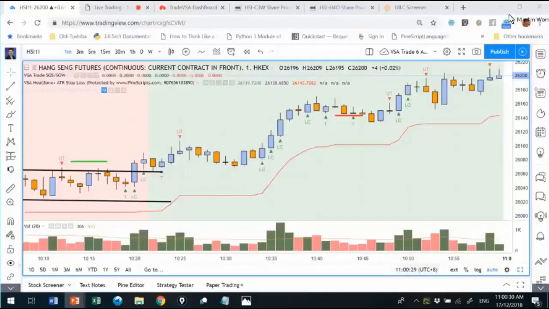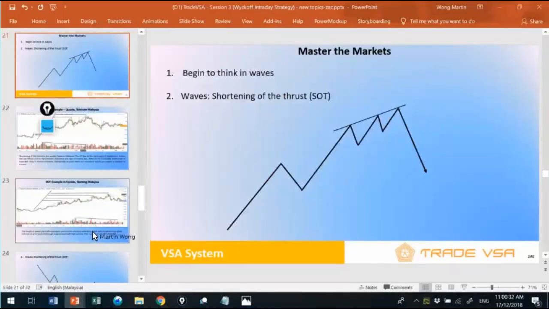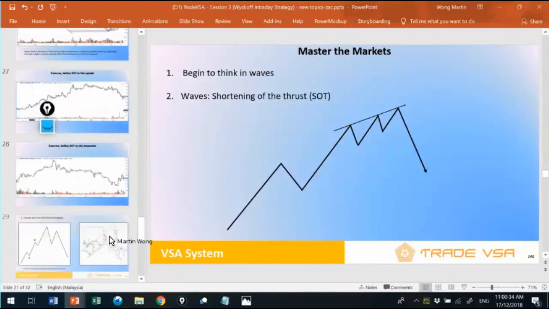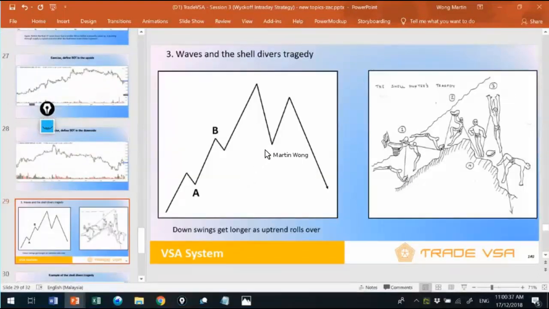Shell diver tragedy. Okay, shell diver tragedy is this one here. Now this is where we talked about yesterday, when the market turned over this side, okay? When the market starts to turn already, you'll see long bars where the downtrend gets longer, but the uptrend here rolls over. Now we're seeing the rollover, like the shell diver tragedy.